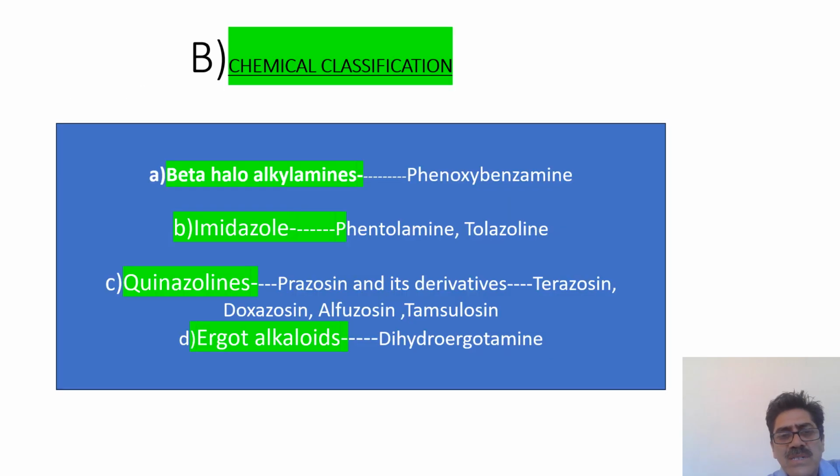Next, these anti-adrenergic drugs or sympatholytics can be classified on the basis of chemistry also. We have a chemical classification also. For example, number 1 is beta haloalkylamine, example is phenoxybenzamine. Imidazolines, example is phentolamine, tolazoline. Quinazolines, example is prazosin and its derivatives like terazosin, doxazosin, alfuzosin, etc. And lastly, ergot alkaloids, example is dihydroergotamine.